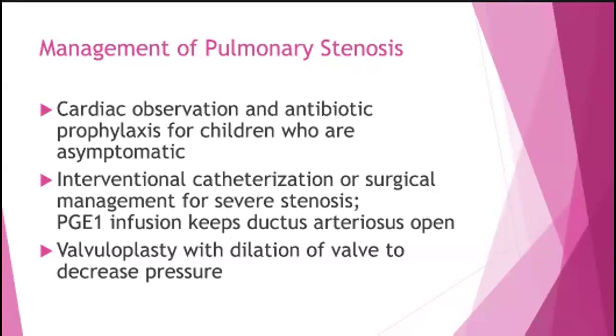So the key takeaways: pulmonary stenosis is a narrowed valve leading from the right ventricle to the lungs. Mild cases may only have a murmur, but severe cases may have a blue baby. They may tire because there's not enough blood reaching the lungs, and your treatment is going to be balloon dilation or surgery. And that's the end of this first lecture.